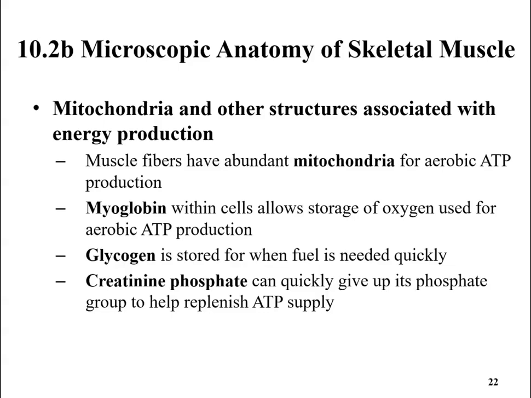So muscle fibers are going to have a lot of mitochondria for ATP production. There are myoglobin molecules within the muscle cells that allow for storage of oxygen used for ATP production. So the muscle cells themselves store oxygen to have it ready on hand for when they need to use ATP. They also have glycogen stored in their cells for when fuel is needed quickly.